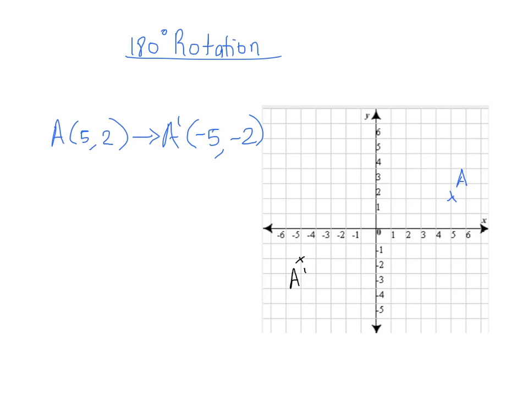Let's see, because if we draw a line from the center of rotation to the original, and then from the center of rotation to the new point, we do in fact get 180 degrees. It's a straight line. All right, so the general rule is that if A is (x, y), then a 180 degree rotation will turn it to (-x, -y).